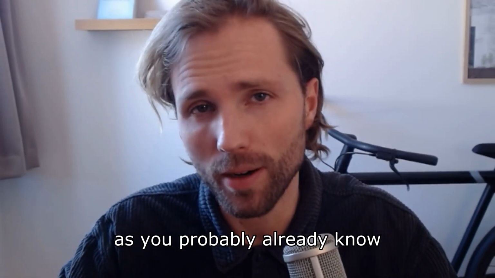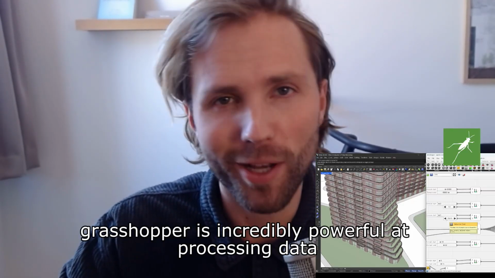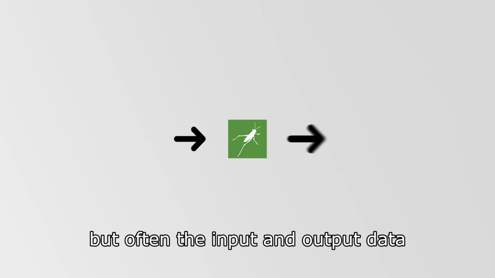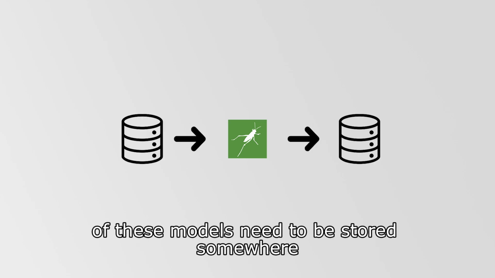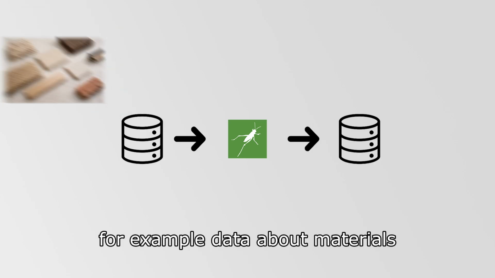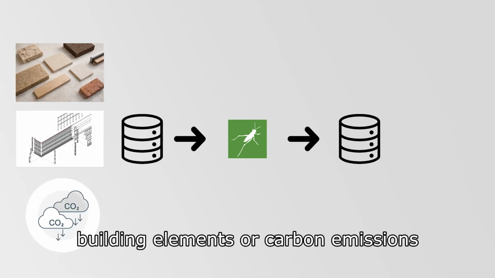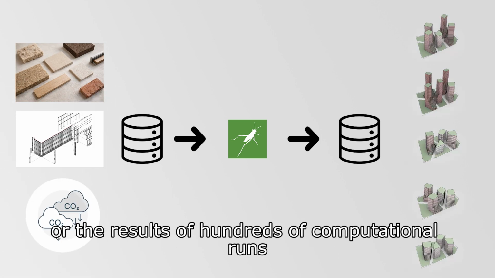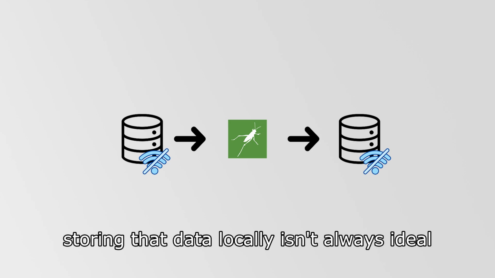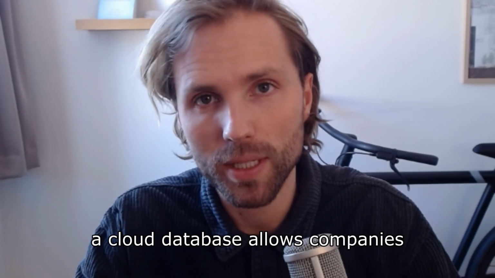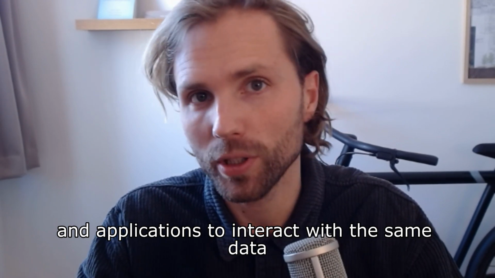As you probably already know, Grasshopper is incredibly powerful at processing data, but often the input and the output data of these models need to be stored somewhere. For example, data about materials, building elements, or carbon emissions, or the results of hundreds of computational runs. Storing that data locally isn't always ideal. A cloud database allows companies, teammates, and applications to interact with the same data.